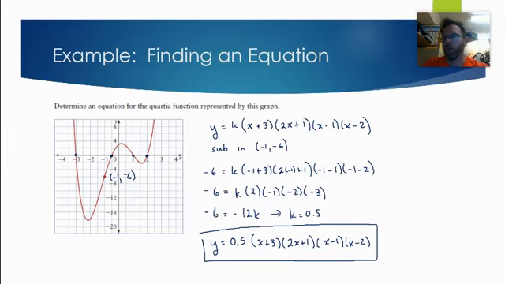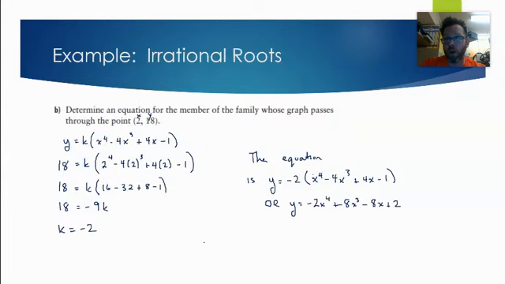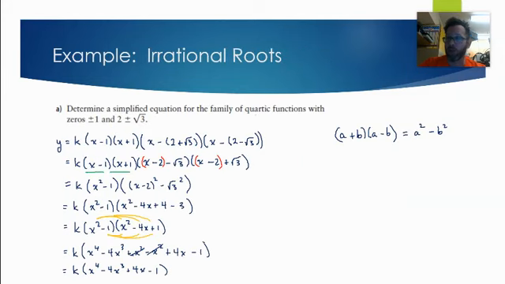All right, so what should you guys be able to do? Should be able to write the equation for a family of functions and given another point, be able to narrow down and single out a specific member of that family and find the equation of that family. We should also be able to handle situations with irrational roots. We can still find the equation for a family of functions. We just may have to make use of this difference of squares pattern.